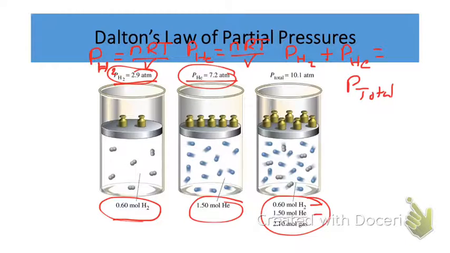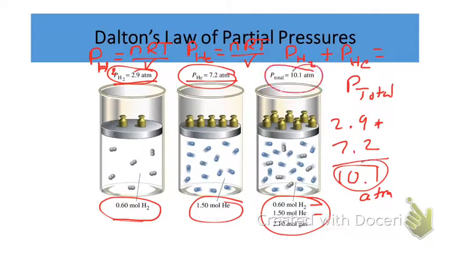So we know that 2.9 plus 7.2 is going to give us 10.1 atm. So the total pressure of our mixture should be 10.1 atm, which it is. So again, Dalton's law is pretty easy. We take the individual pressures of each gas in the mixture and add them together, and that gives us the total pressure of our system.